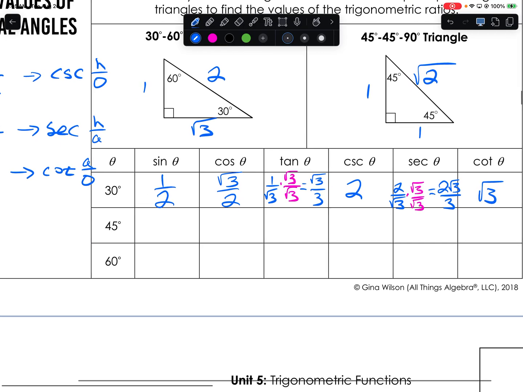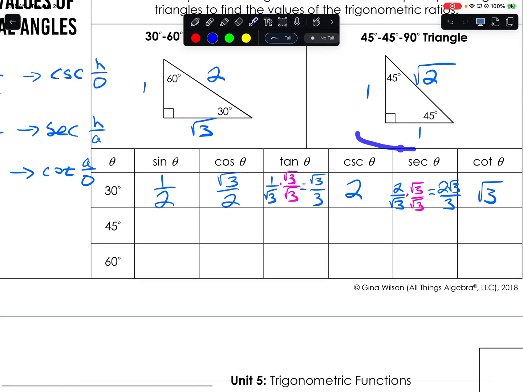Okay, 45 degrees. So now we're looking at this triangle over here. Sine is opposite over hypotenuse. So you can pick a 45, it doesn't matter. Opposite is over here. Hypotenuse is this. So it's 1 over square root of 2. Then we have to rationalize, square root of 2 over square root of 2.